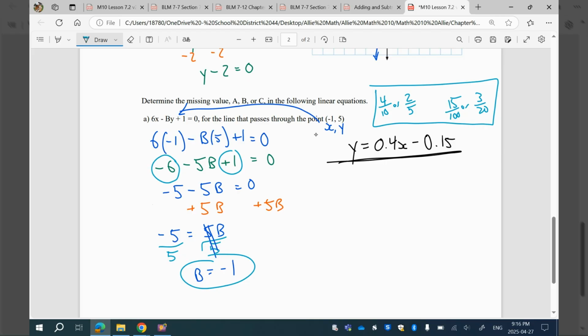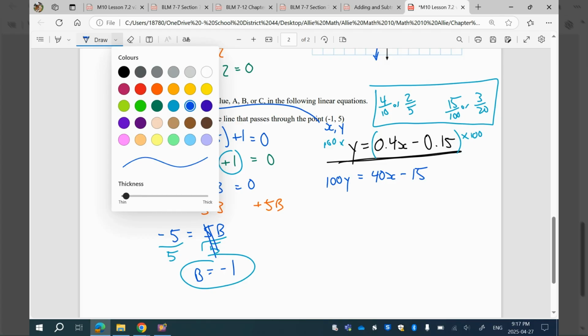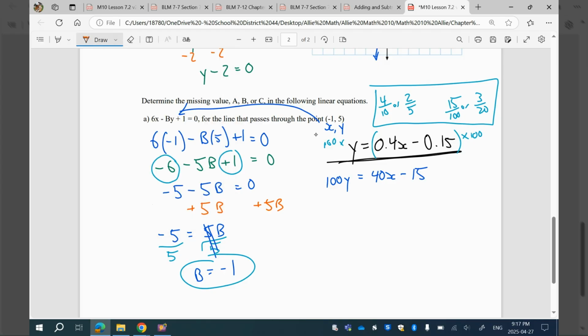And then there's a kind of final step that you need to do with these. So if we times this by 100, and we also times this y by 100, we're going to get rid of our decimals. So you end up with 100y equals 0.4 times 100, which is 40x. Subtract 0.15 times 100 is 15. We want, remember, a positive x, so let's move this y over. Let's subtract 100y from each side.